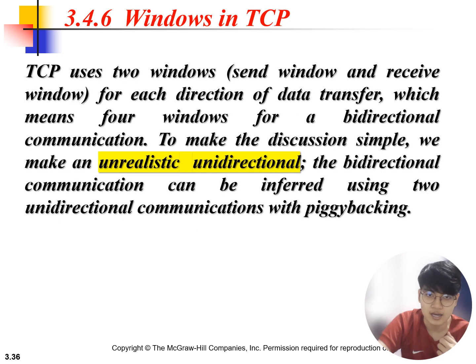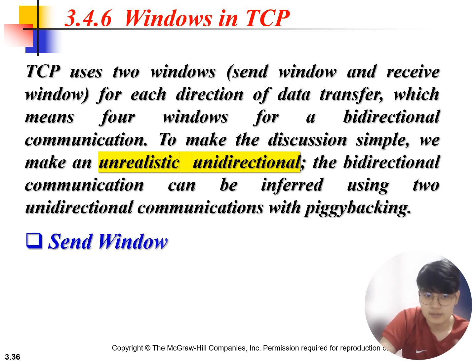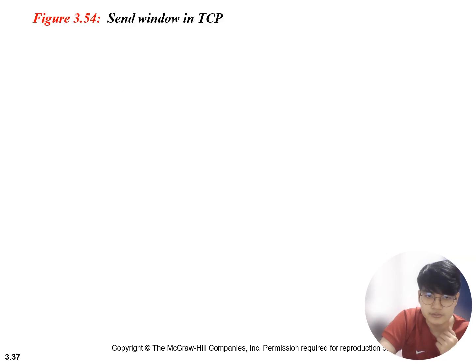Scenario: half-close. Windows in TCP: TCP uses two windows, a send window and a receive window, for each direction of data transfer, which means four windows for bidirectional communication. To make the discussion simple, we make an unrealistic assumption of unidirectional communication. Bidirectional communication can be inferred using two unidirectional communications with piggybacking. Send window, receive window. Okay, send window in TCP.